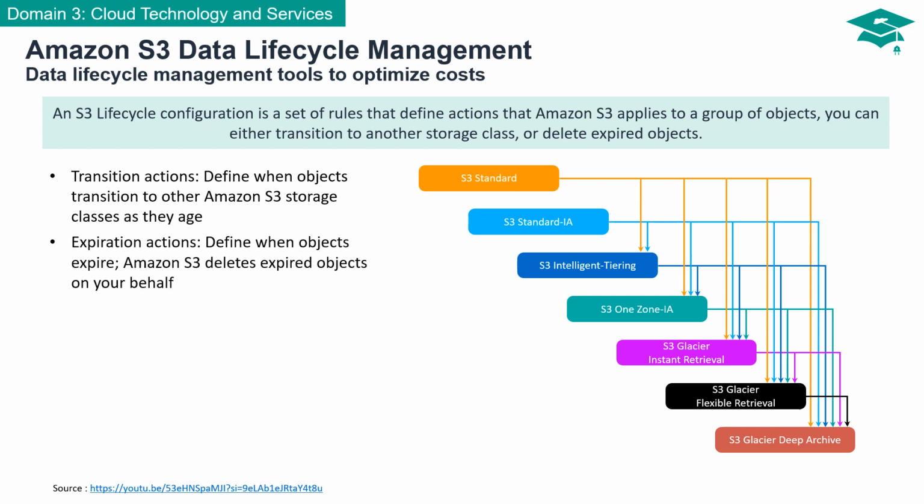Second, expiration actions. Expiration actions define when objects expire. S3 deletes expired objects on your behalf. S3 supports a waterfall model for transitioning between storage classes as shown in this diagram. As you can see, lifecycle configurations can only tier down, not up. When you don't know the access pattern of your objects or your access patterns are changing over time, you can transition the objects to S3 Intelligent-Tiering for automatic cost savings.